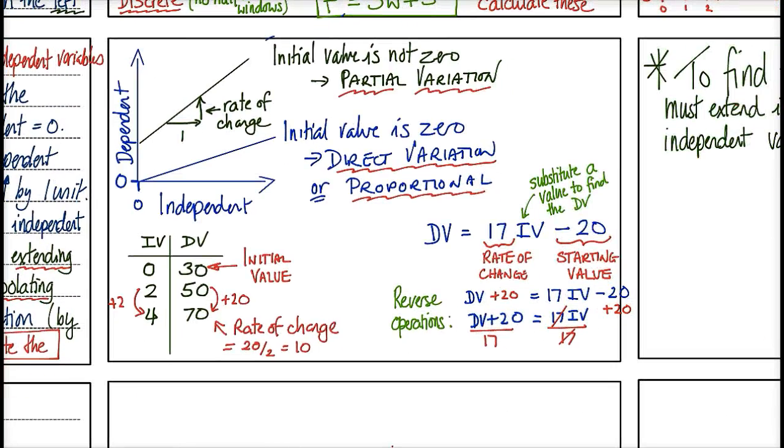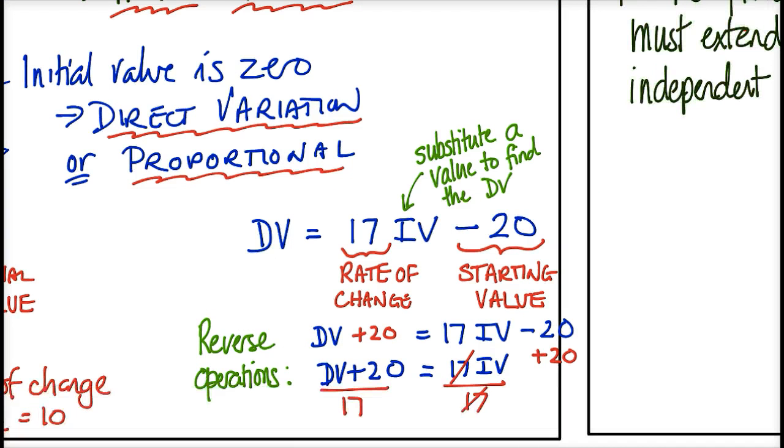In this part of the organizer, we've already taken a look at partial and direct variations, and then this was the equation. I'm going to show you from the equation how to find the value of the independent variable. If we're trying to find the dependent variable, we've already got an equation for it. The dependent variable is already on its own, isolated. So all I have to do, as I've written here, is substitute a value for the independent variable and use the equation to find the dependent variable.